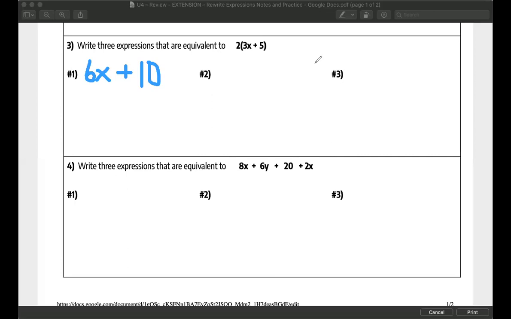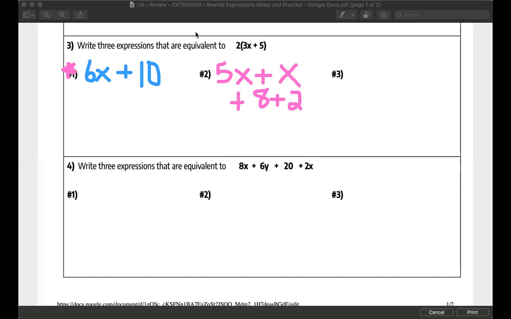So actually, what I'm going to do now is I'm going to use this expression that I used in number 1 to then rewrite some more equivalent expressions. So I'm going to break down 6x. Let's say I do 5x plus x. That would give me 6x. And plus, let's say I do 8 and 2. So plus 8 plus 2.